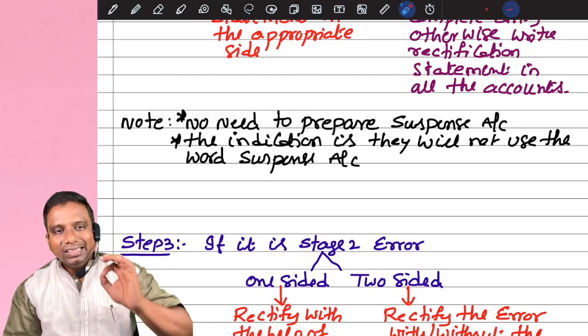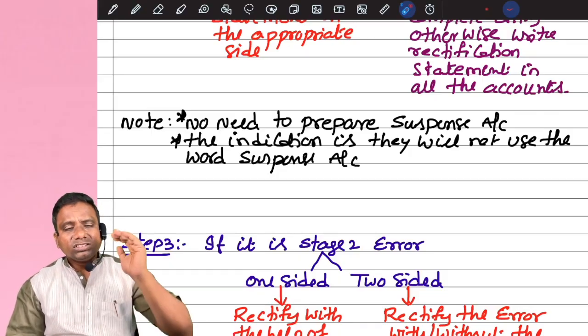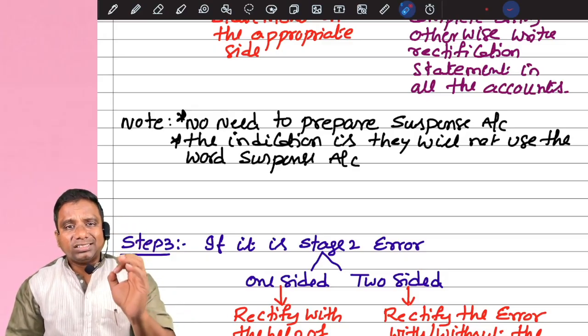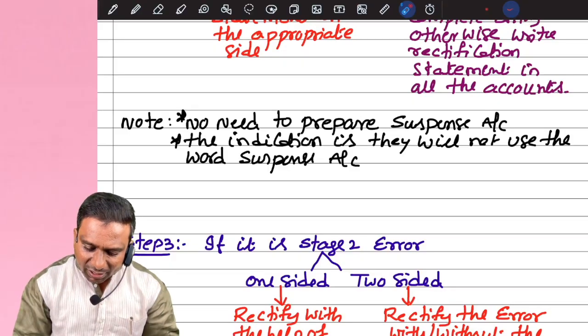So what is the indication of whether it is stage 1 rectification, stage 2 rectification or stage 3 rectification? Simple. The indication is simple.